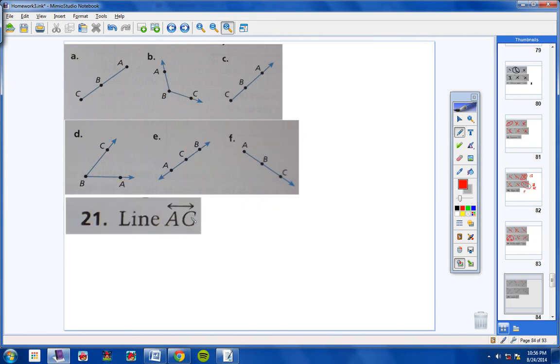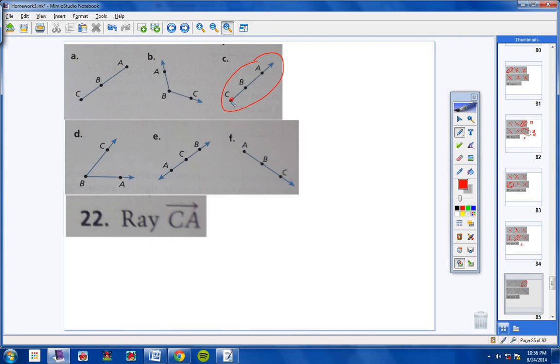Moving on to number 21, line AC. There's only one line up here. This is a ray, this is a ray, this is a segment, this is an angle, this is an angle. So this would be line AC. You could call this line AC, line CB, or line AB. And so the answer is E. And then lastly, ray CA would be this right here. So the answer is C.